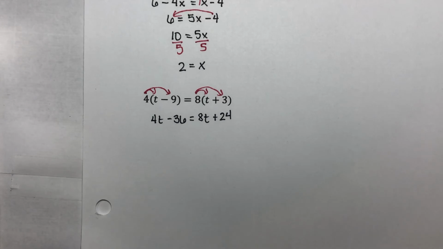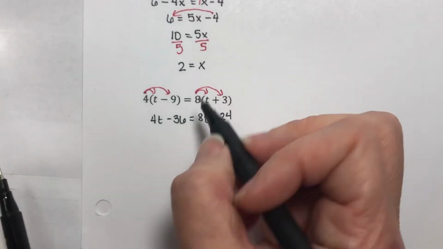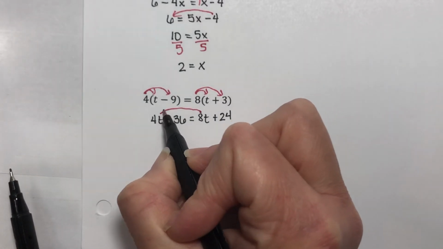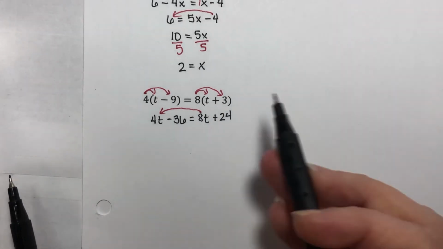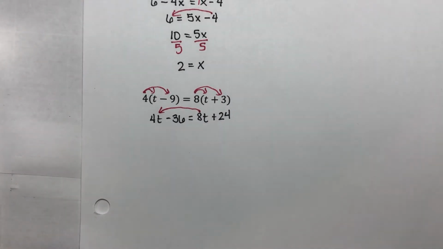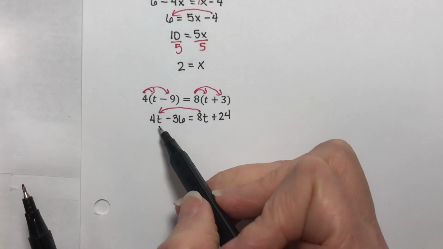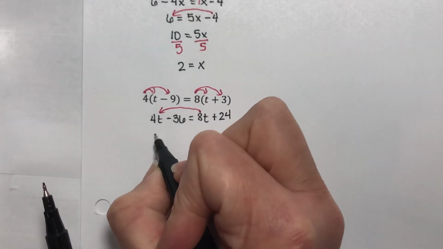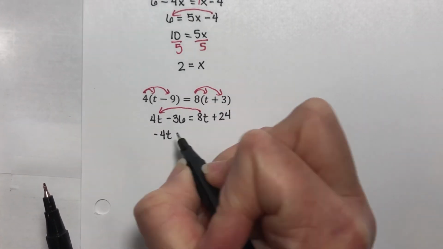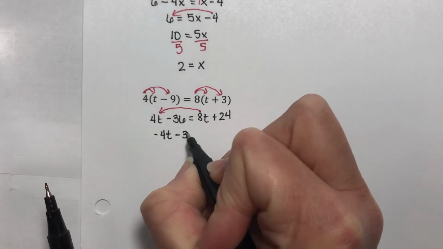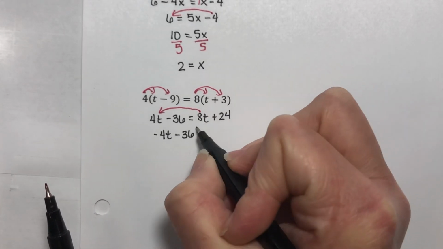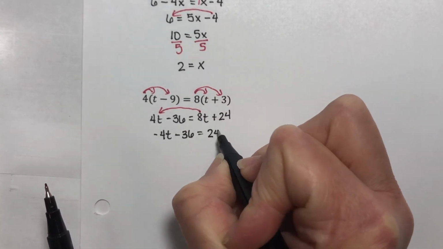All right, so let's get our variables on the same side. I'm just picking one. Let's say I want to move this over to here. So I'm subtracting 8t from both sides. 4t minus 8t would give me negative 4t. And then I have the minus 36. That canceled out, equal to 24.